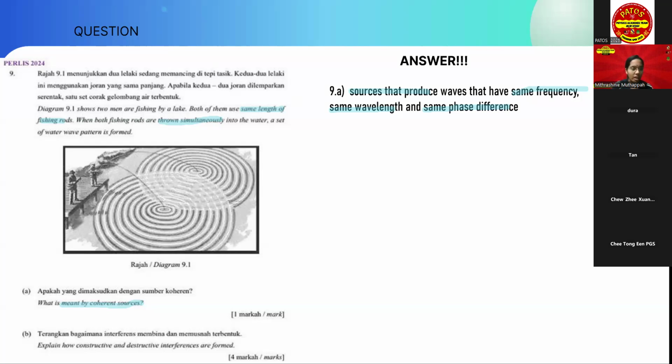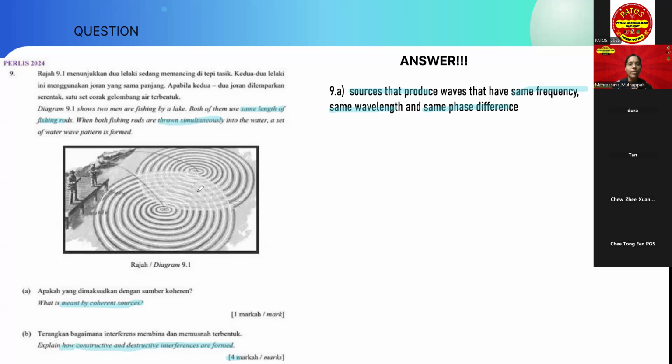Okay, thank you. So the part B question: explain how constructive and destructive interference are formed. Over here, the keyword would be how constructive and destructive interferences are formed, and it is a 4 marks question, which means we should have 4 points for 4 marks. In this case, they are only asking about how constructive and destructive interference happen. They didn't ask about how these bright and dark fringes are formed.